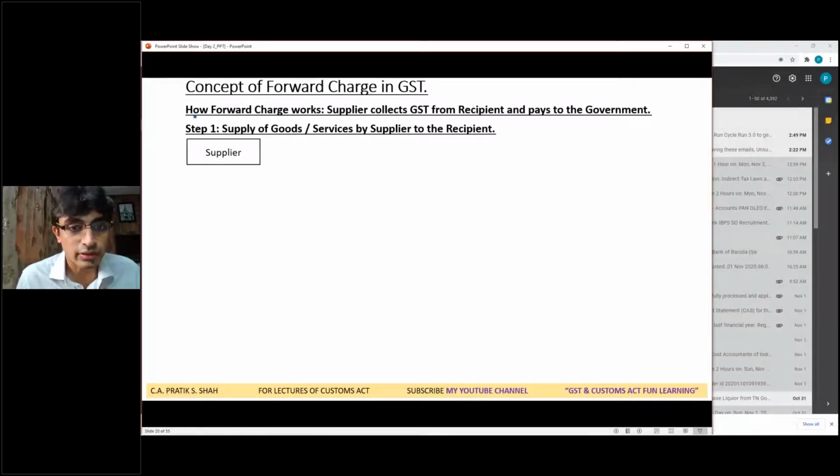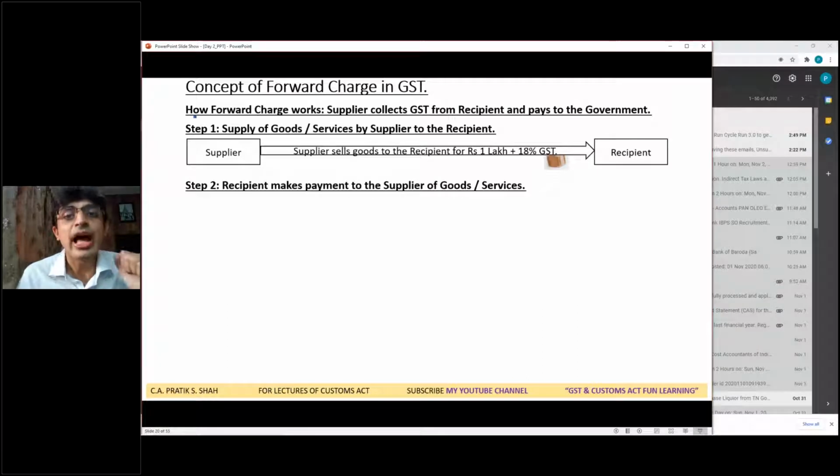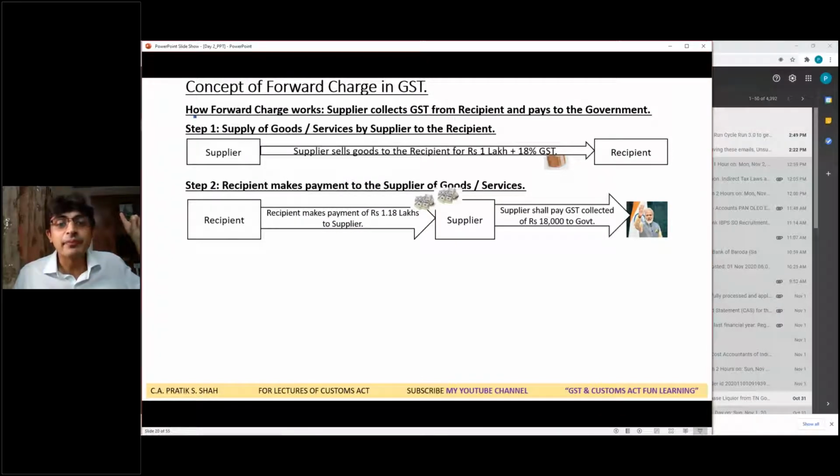Suppose I am a seller, supplier. To this recipient, I am selling goods of 1 lakh plus 18% GST. Now this recipient will pay me 1,18,000. This 1 lakh I will keep and 18,000 I will pay to the government. So in short, supplier collects GST and pays it to the government.